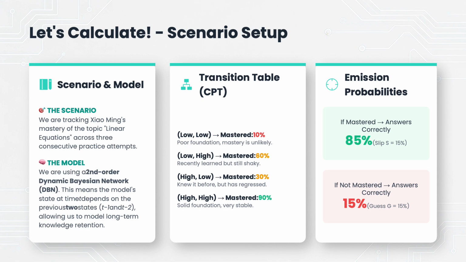Enough theory. Let's get our hands dirty with a concrete example. We're going to track Xiaoming's progress on learning linear equations over 3 attempts. We'll use a second-order DBN, which means it can remember the state from the 2 previous attempts. First, let's define our parameters. This is our transition probability table, or CPT. It tells us the probability of mastering the skill at time t, given the mastery states at t-2 and t-1. This is the key to modeling long-term memory.